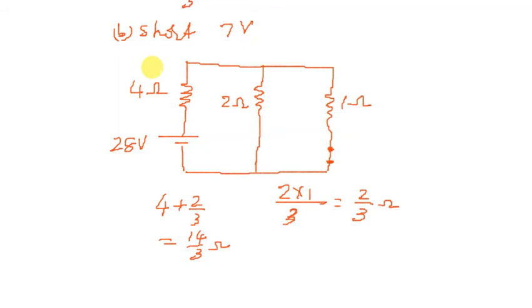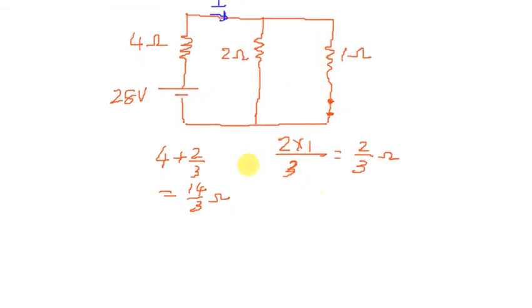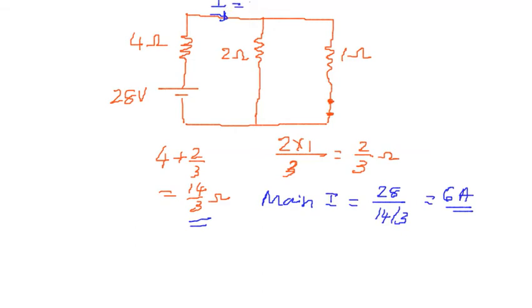Now, how much current is flowing should be found. The main current which is flowing here, I again treat it as I. How to find I now? To get the main current I, the main current is equal to 28 volt divided by the effective resistance of the whole network, which is 14 divided by 3. So this is equal to 2 into 3, which is 6 amps. This much current is flowing here, which is 6 amps.